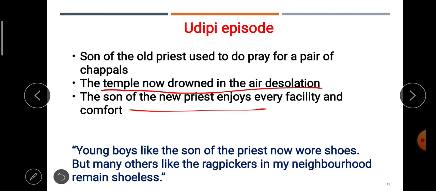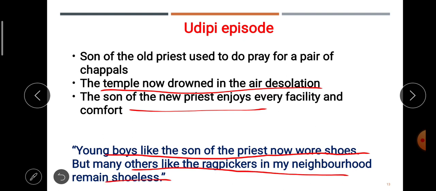But there is a new priest over there, and his son is enjoying all the facilities. With this story, Anis Jung tries to create a contrast between the life of the priest in old days and the life of the priest in modern time. And we find that their living standard has upgraded definitely. Some changes have happened in the lives of the priest people also. Then she says, young boys like the son of the priest now wear shoes, but many others like the rag pickers in my neighborhood remain shoeless.